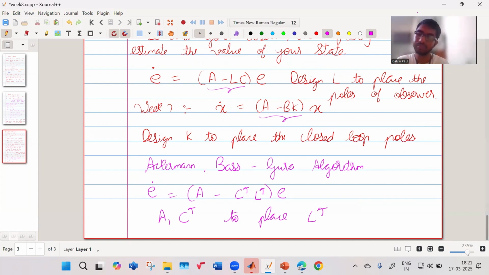This will come when you will be designing it in MATLAB or something, what matrices you must exactly use. If you want to directly use a similar command as for state feedback, then you have to consider C transpose instead of B. There is all the modification which is required. So are there any doubts still here?